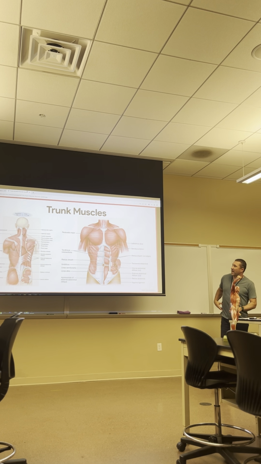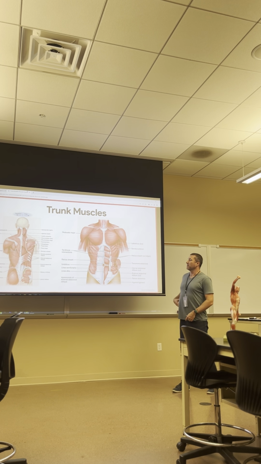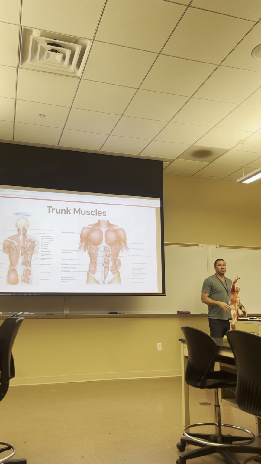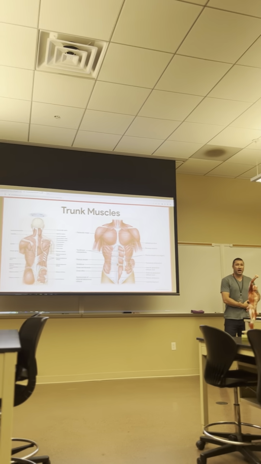Okay. Then we have the internal and external obliques. So oblique means what, guys? It runs diagonal. Okay. So here's the difference between your internal and your external obliques. Your external obliques run this way, okay? So they start at your iliac crest and attach to your ribs. Your internal obliques start at your ribs and attach at your iliac crest. So they run in opposite directions.